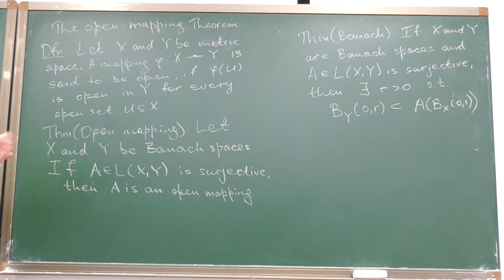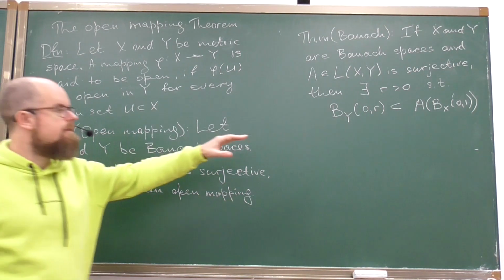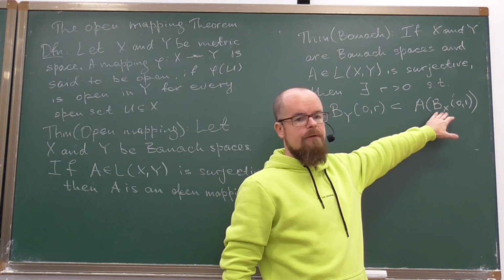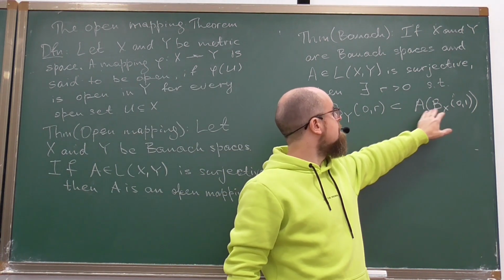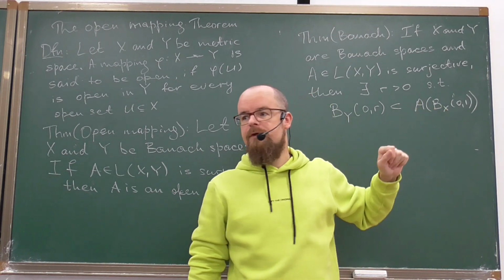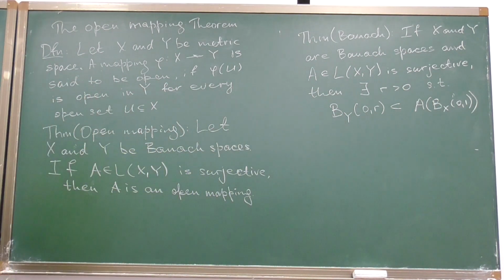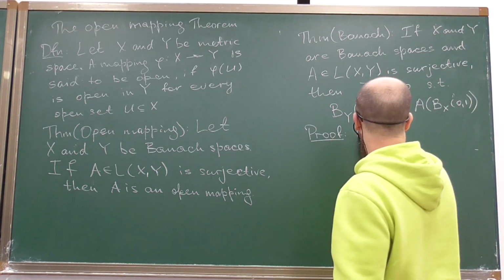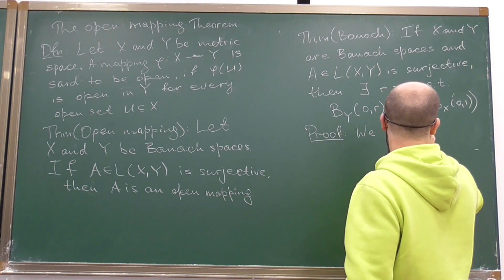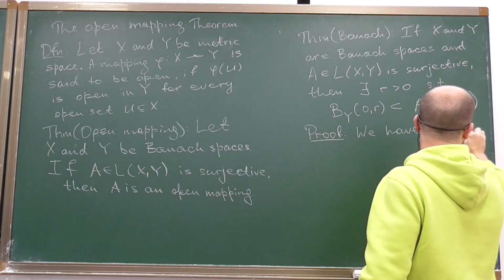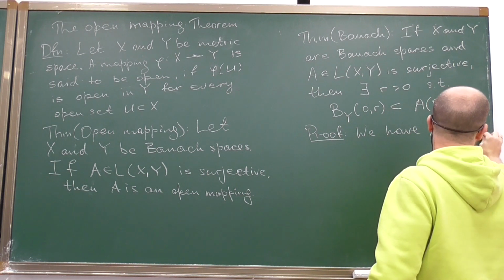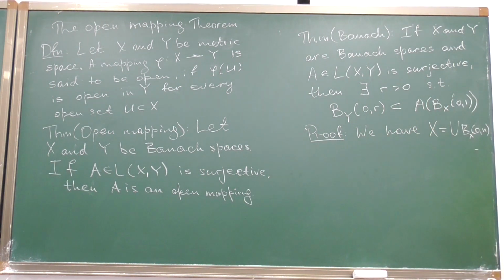So what does it mean in words? It means that if we consider a unit ball centered at 0 in X, then the image of this unit ball under the mapping A contains some open ball. So let us prove this. First of all, let me write the space X as a union of balls of increasing radius. Balls in X centered at 0 and of radius n.